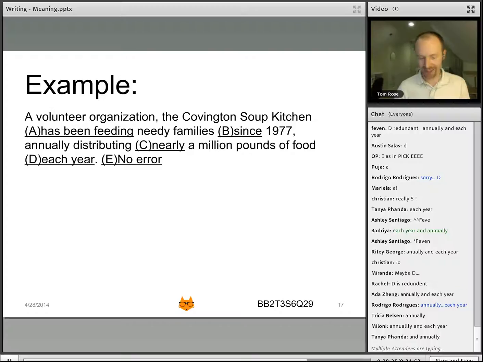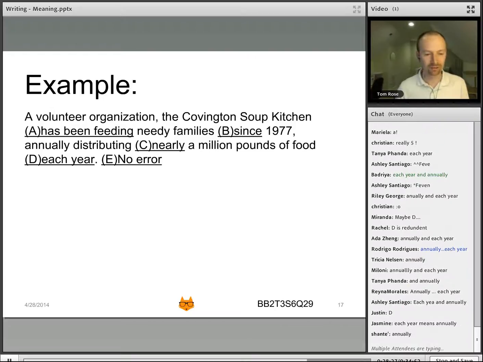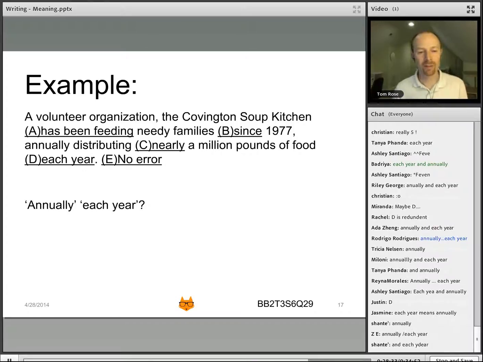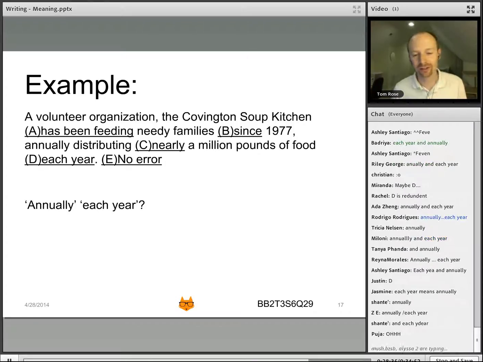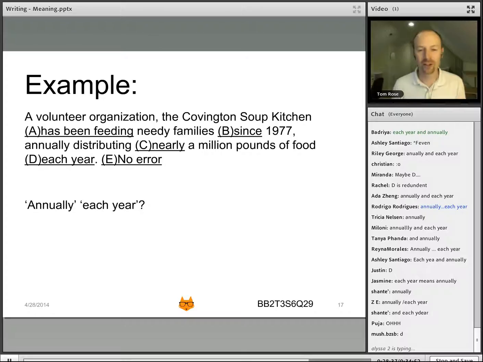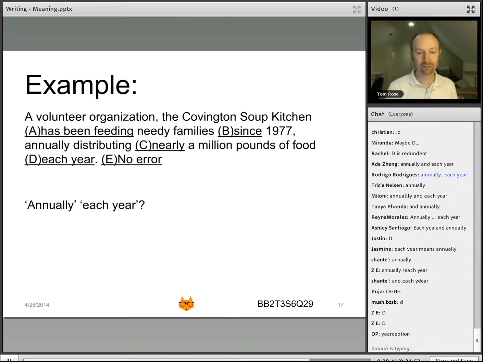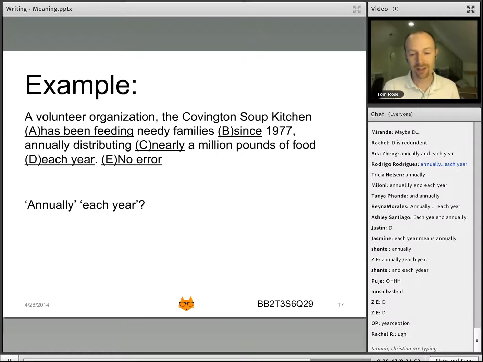Annually and each year. Right, so this one is saying we're annually distributing 1 million pounds of food each year. This one got me also. When I first read this, I did not catch that. That's part of why this particular sentence is a level 5.